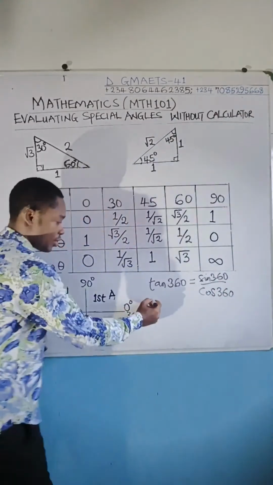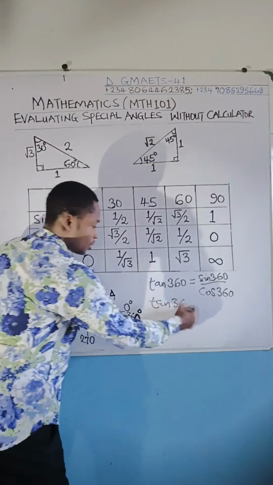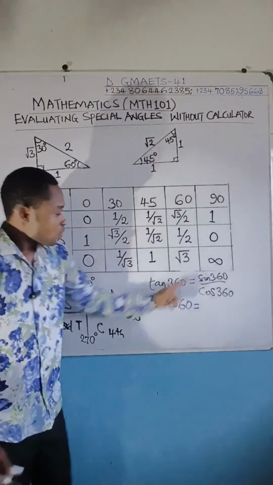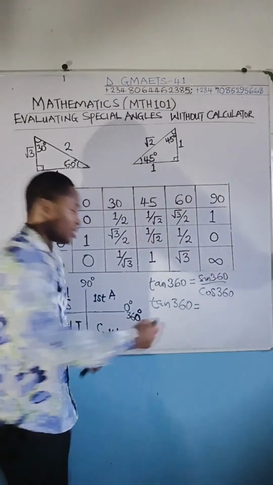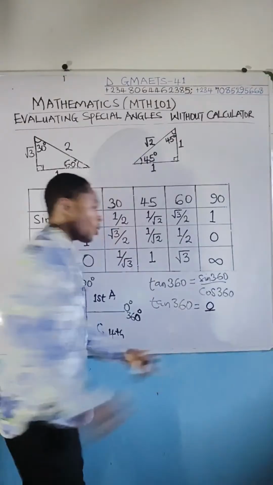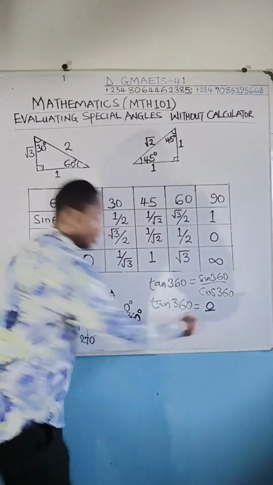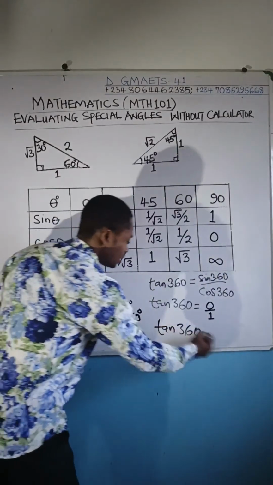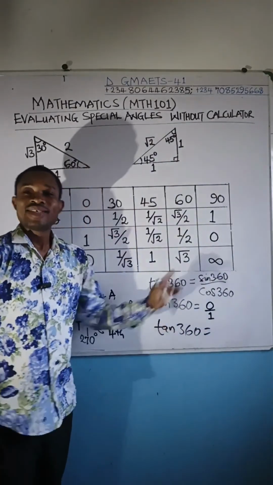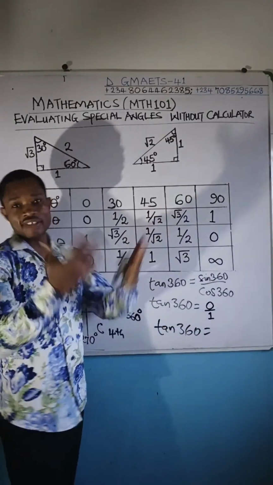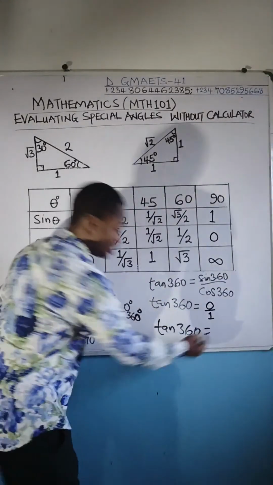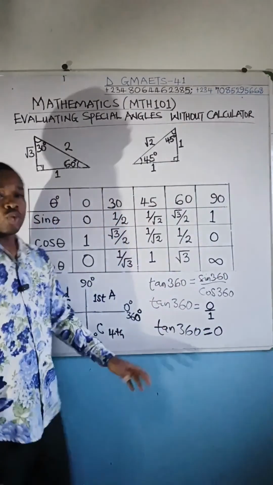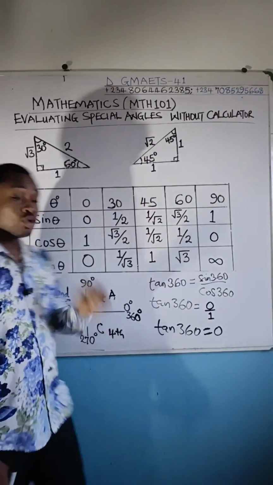Then you have that tan 360 will now be equal to, what is the value of sine 360? Sine 360 gave us 0. And what is the value of cos 360? Cos 360 gave us 1. Therefore, tan 360 degrees will now be equal to 0 divided by 1. If you divide 0 by a non-zero digit, you will get 0. So tan 360, which is equivalent to tan 0, will give you 0.